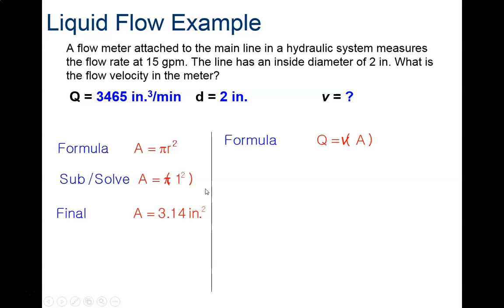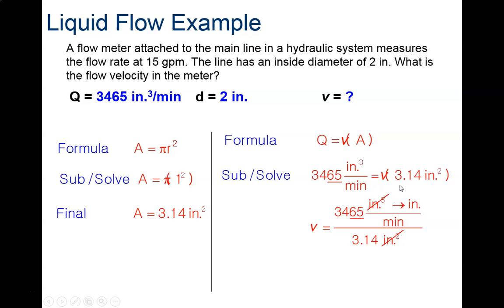Then finally we use our equation, Q equals VA. Q, which we solved on the previous page, was 3465. V is what we're looking for, the flow velocity, and we just found the area, 3.14. So we divide both sides by 3.14, and we get 1100 inches per minute. That is the flow velocity. Any questions? I didn't think so.